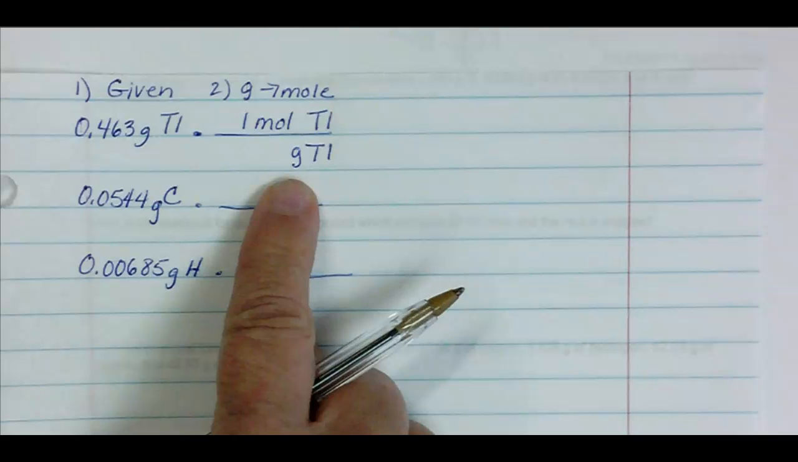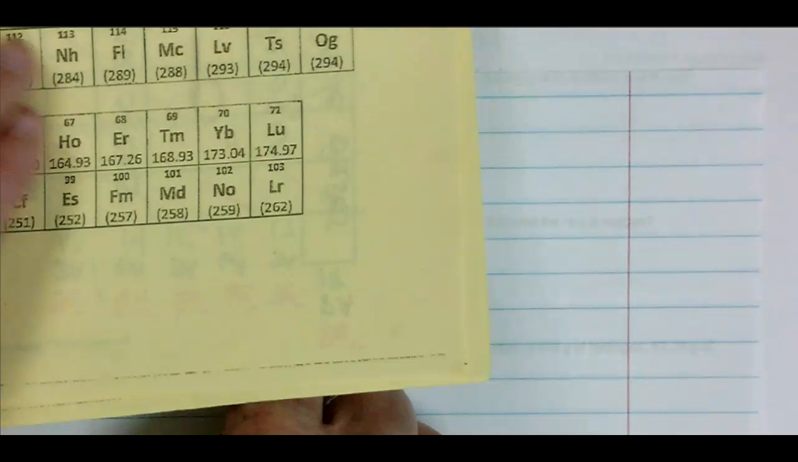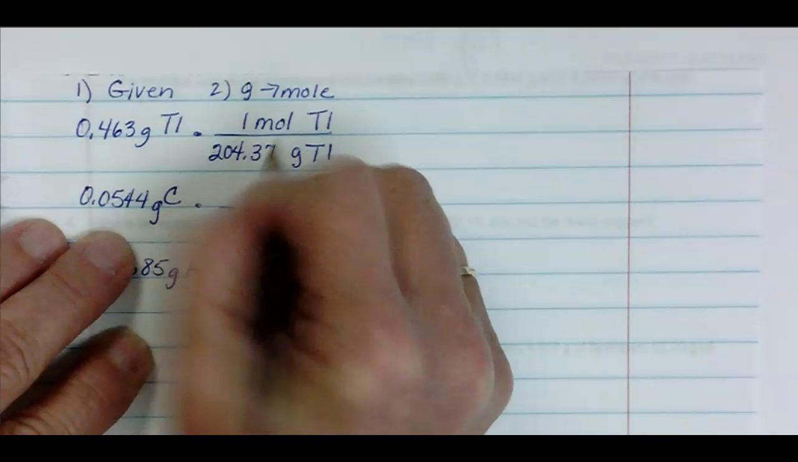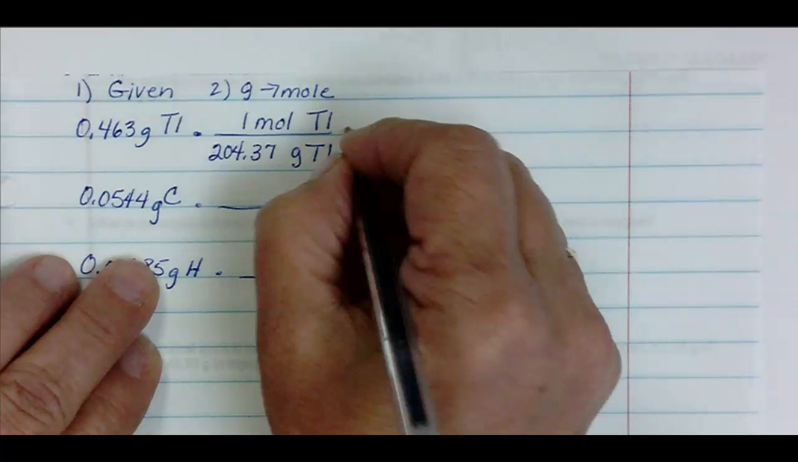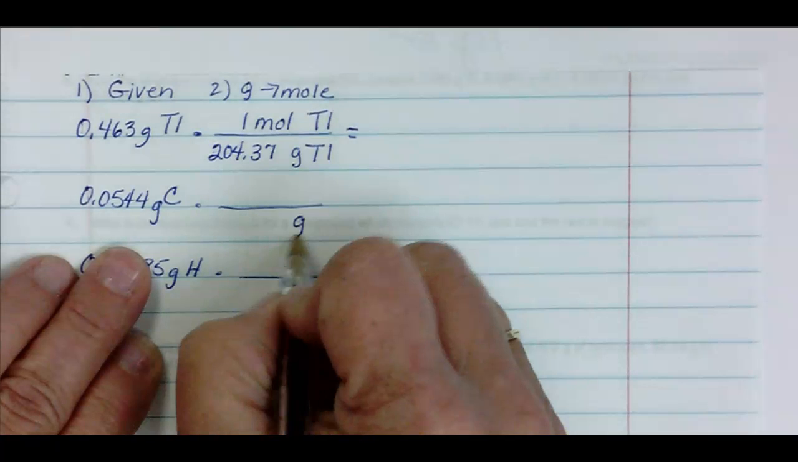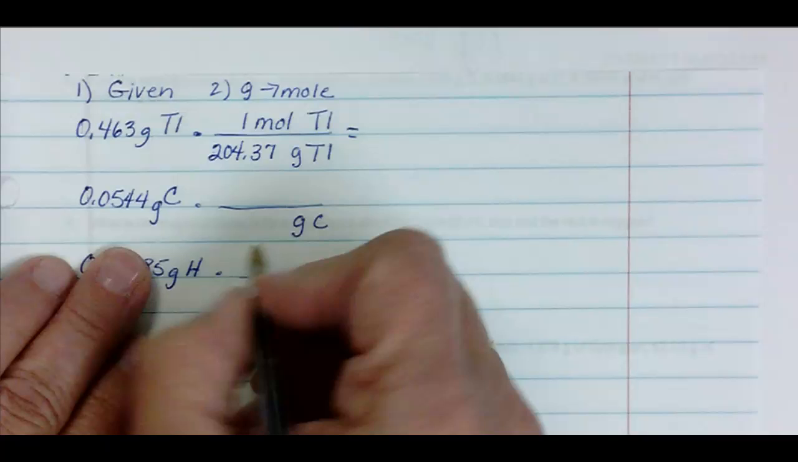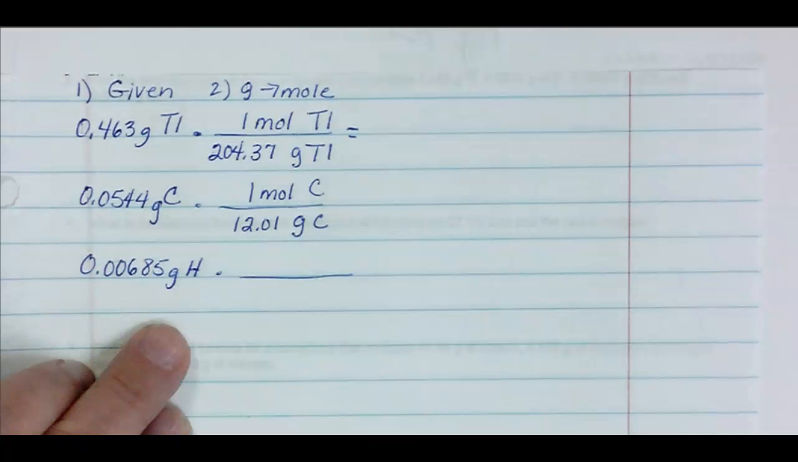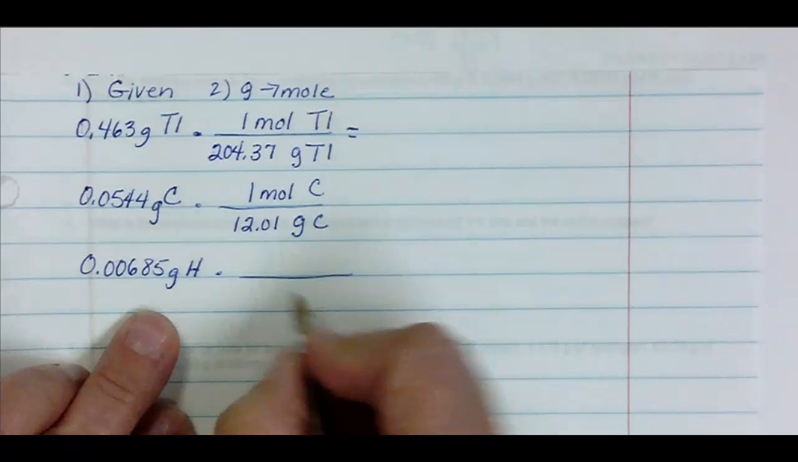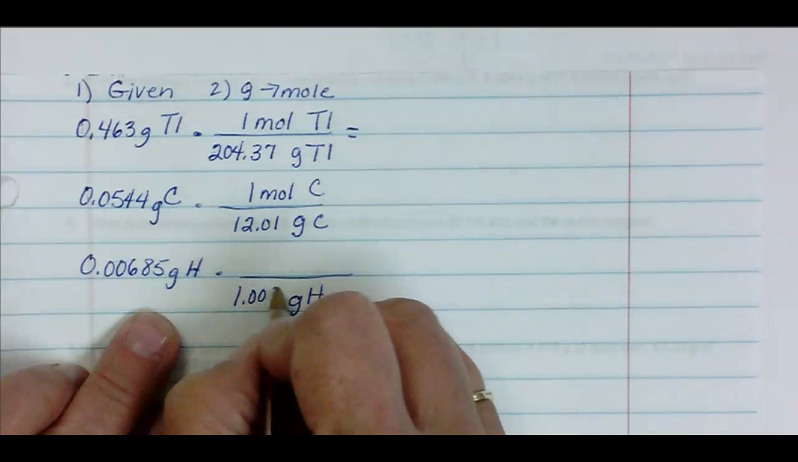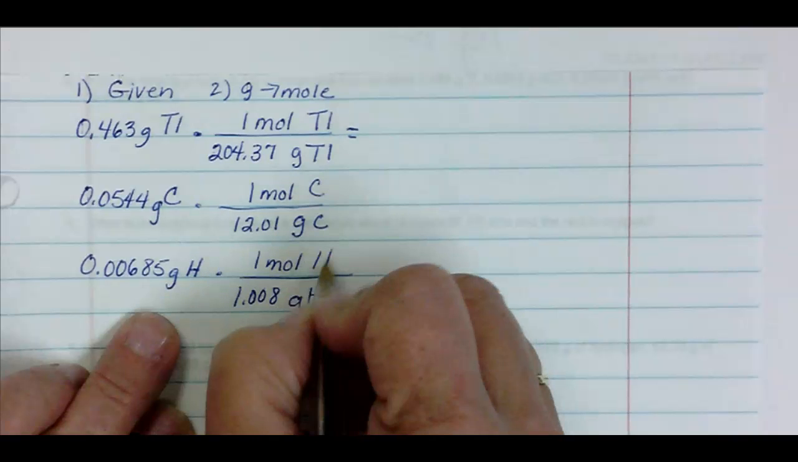Then I need to go to the periodic table. If you don't know where thallium is at, it is number 81. Number 81. And it's 204.37. Okay. I'm going to go ahead and do carbon the same way. I'll come back and do my calculations all at once. So if I have grams of carbon here, I need grams of carbon there. Carbon is 12.01. And 1 mole of carbon. Okay. And then my last one, if I have grams of hydrogen here, I put grams of hydrogen here. Again, I look at the table and it's 1.008, and that's for 1 mole of hydrogen.